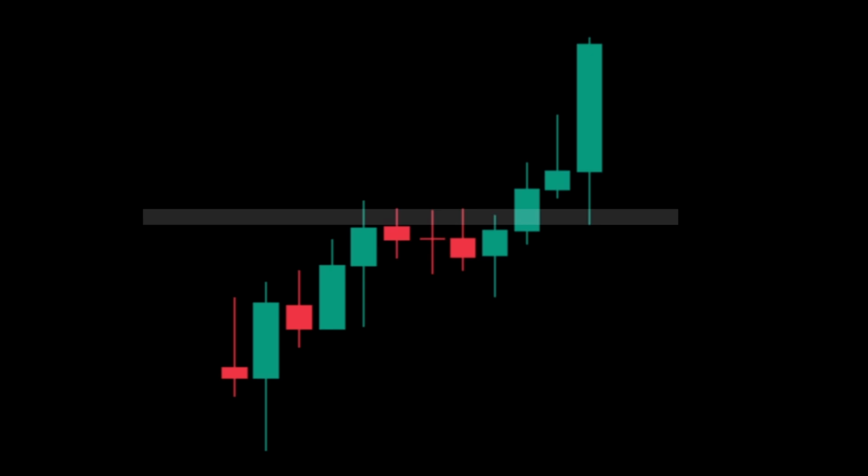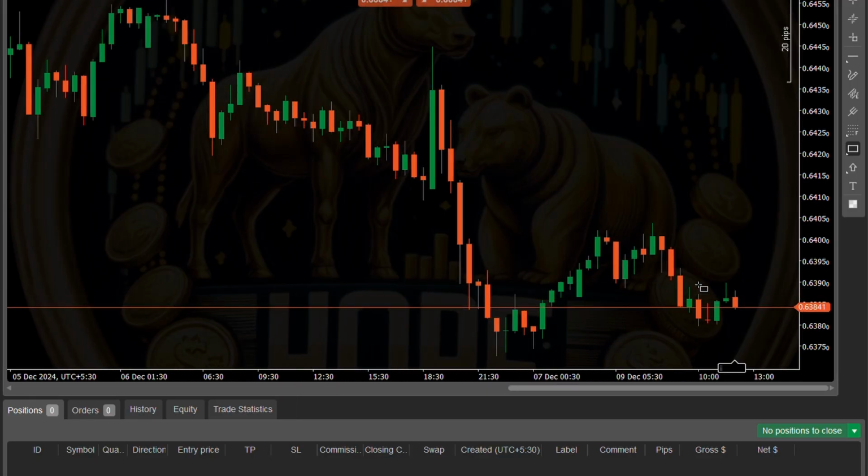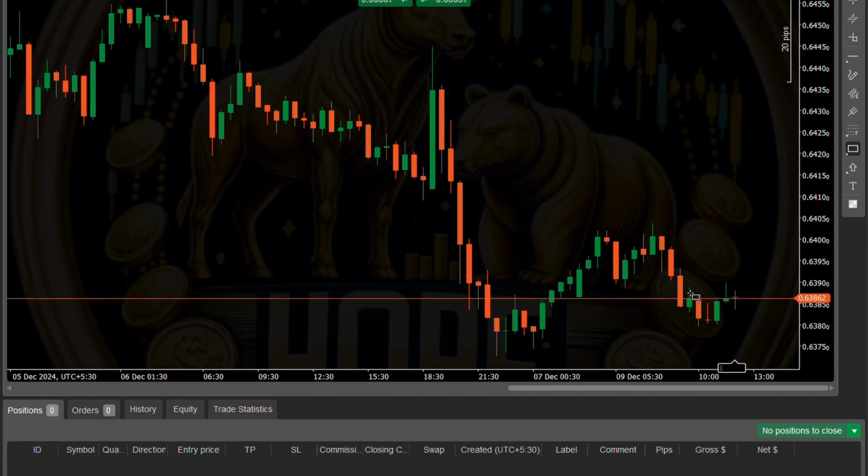Let's see what will happen next in this chart. See, as we predicted, price moved upward. That's why I'm telling you all the time, please focus on the price action. Don't depend on the lagging indicators. Okay, let's go to the last chapter.